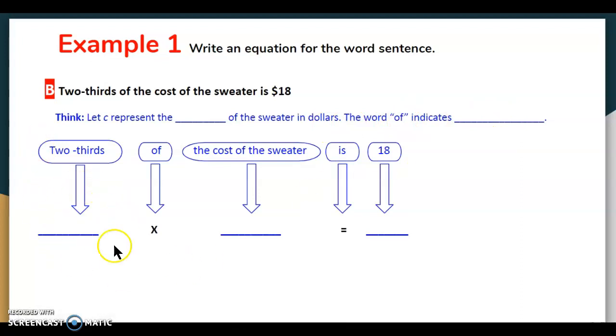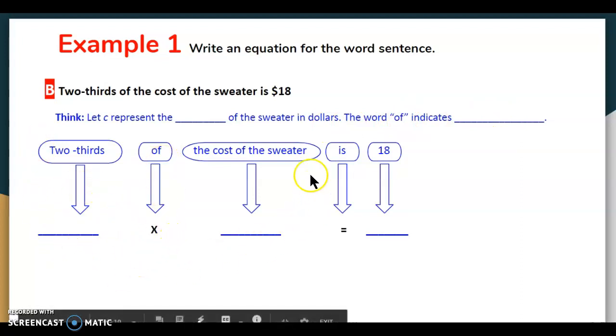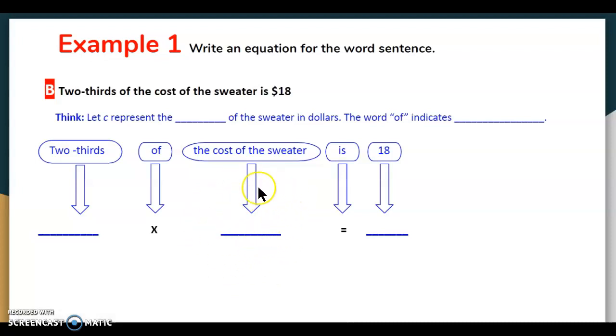And then fill it in. 2/3 of the cost of the sweater. If we don't know the cost of a sweater, what are we going to put when we don't know what something is? And then down here is 18. Let's see what we get.